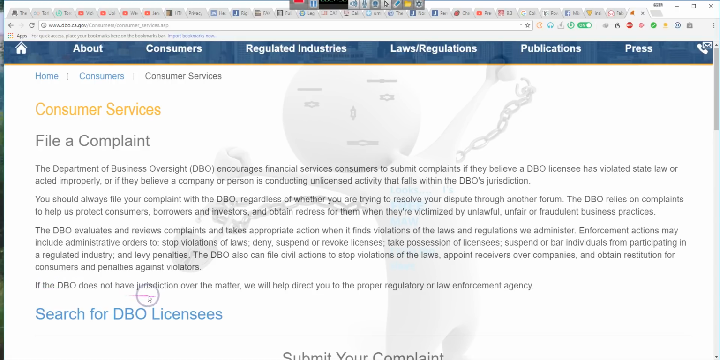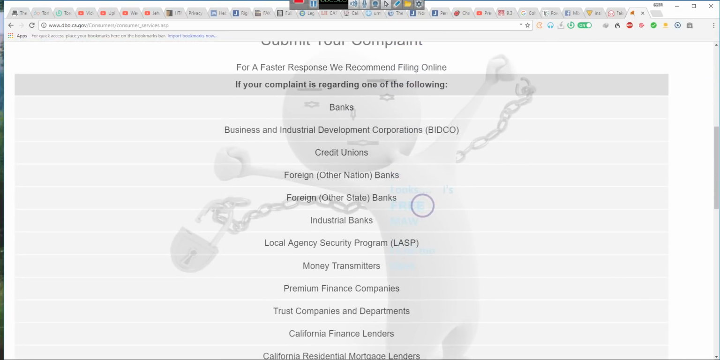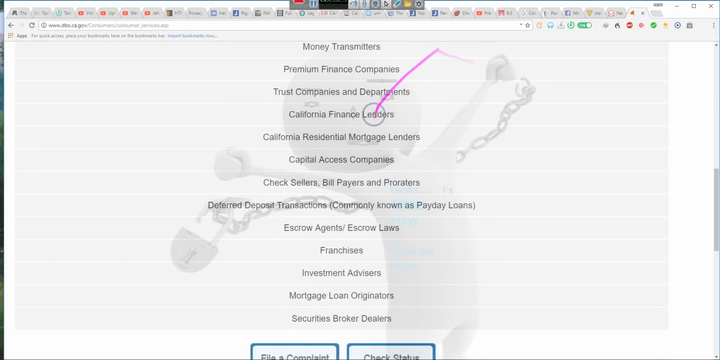If the DBO does not have jurisdiction over the matter, we will help direct you to the proper regulatory or law enforcement agency. See, they can be helpful. DBO licensees. They deal with banks, business and industrial development corporations, industrial banks, money transmitters, premium finance companies, trust companies, and departments. Okay? California residential mortgage lenders.